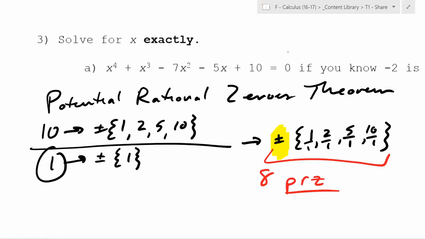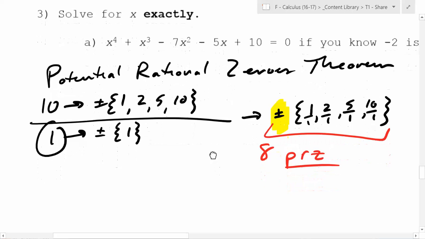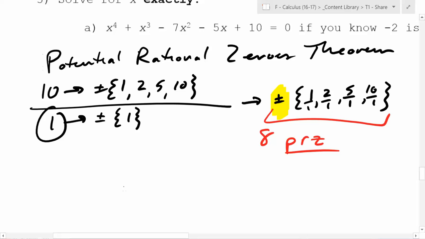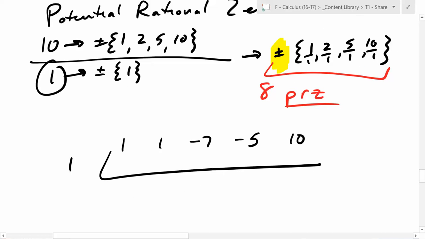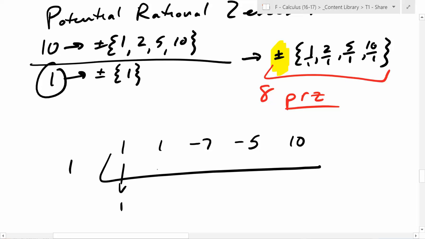So what number should we check first? 1. Let's just check 1. So if we check 1, what are the coefficients, Noah? 1, 1, what's the next one? Negative. And 10. And then we're going to test 1. Drop the 1 down, multiply by 1, you get 1. 2, 2, -5, -5, -10, and? Hey, look, did it come out to 0?